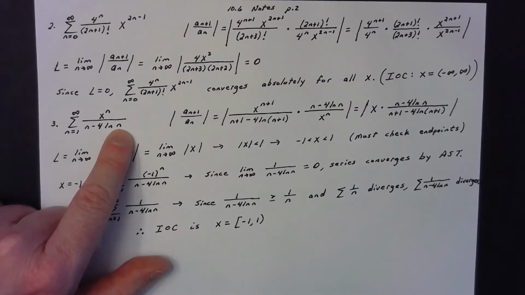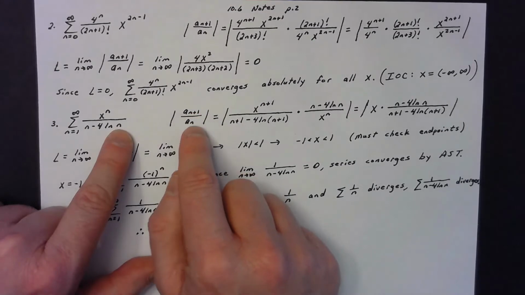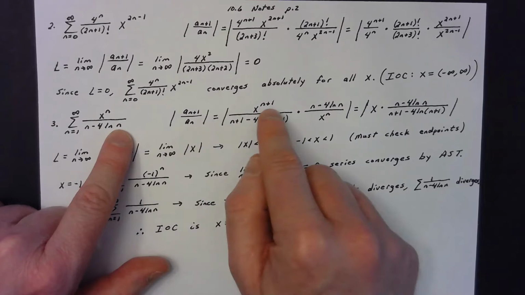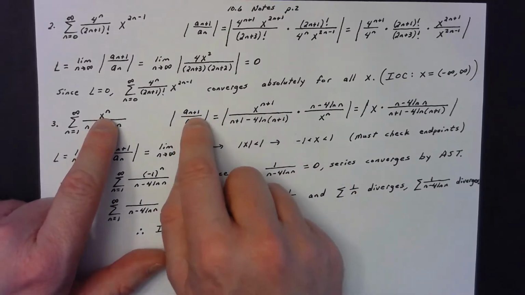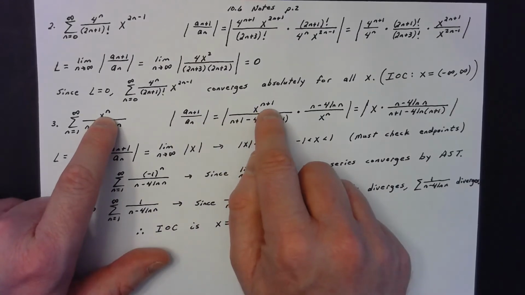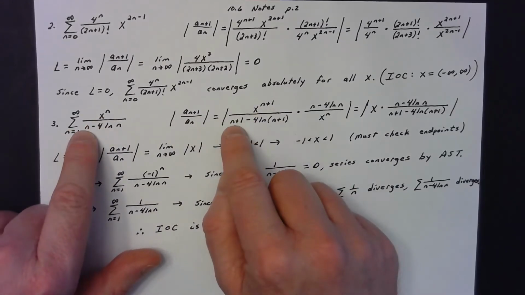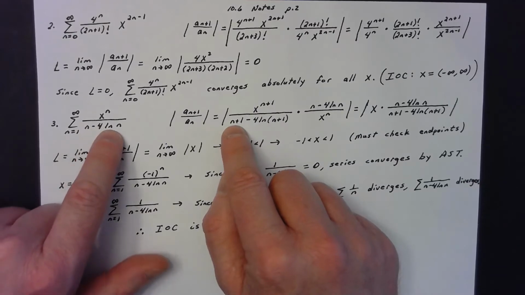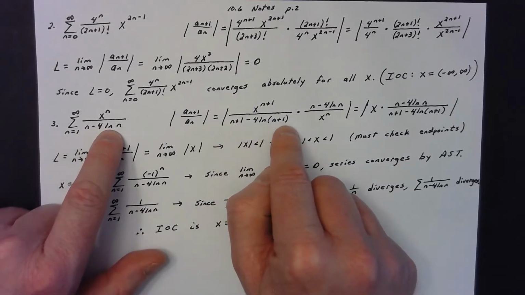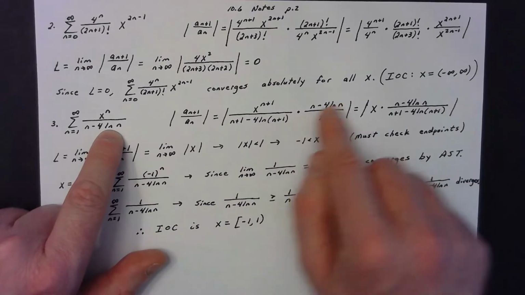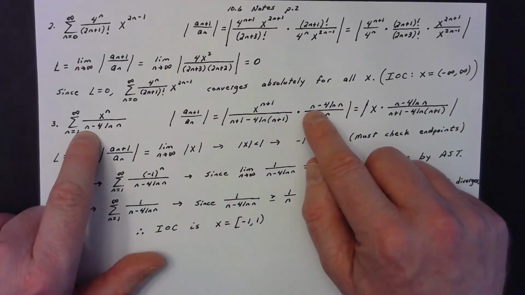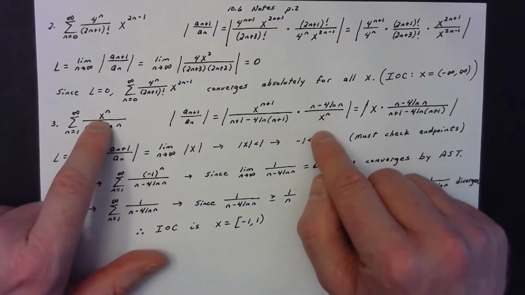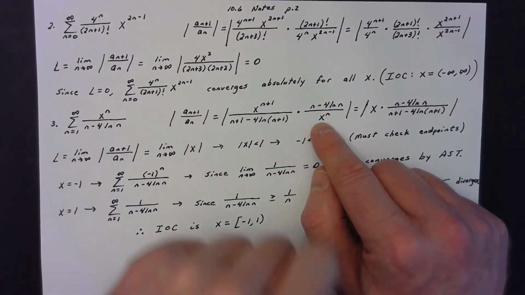Okay, so whenever I'm doing that in this problem, I can say a sub n plus 1 over a sub n. In this problem, that ratio is going to give me, well, my numerator, if I plug in a sub n plus 1, it's going to be x to the n plus 1 power. My denominator would be n plus 1 minus 4 times the natural log of n plus 1. Again, I'm multiplying by the reciprocal of a sub n. That means the denominator of n minus 4 natural log of n goes in the numerator, and x to the n goes in the denominator.